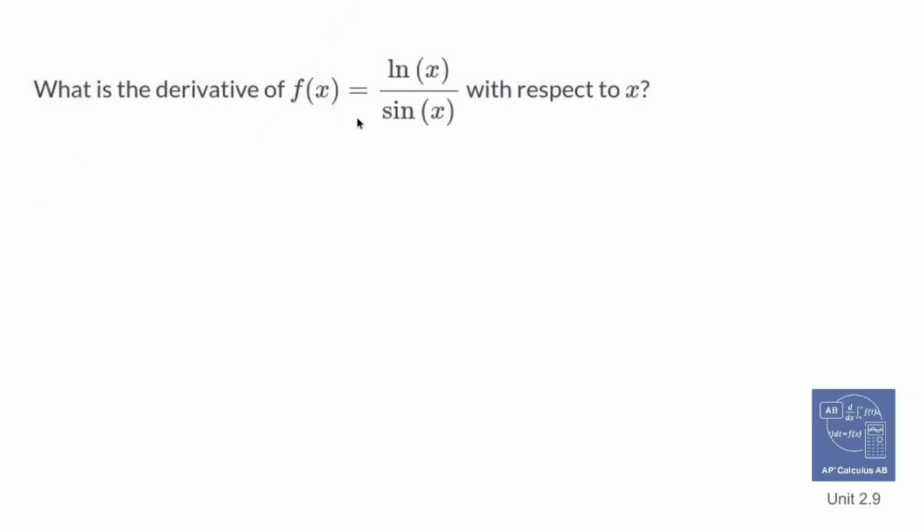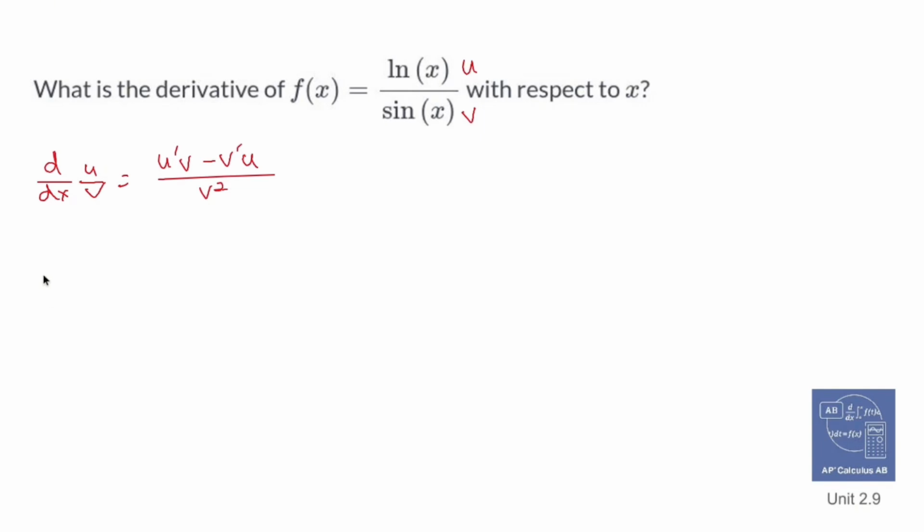What is the derivative of f of x equals ln of x over sine x with respect to x? This, boys and girls, is the quotient rule. So I'll label the numerator u and the denominator v. And I'll remind myself that the quotient rule says that the derivative of u over v is u prime v minus v prime u all over v squared. So let's find each one.